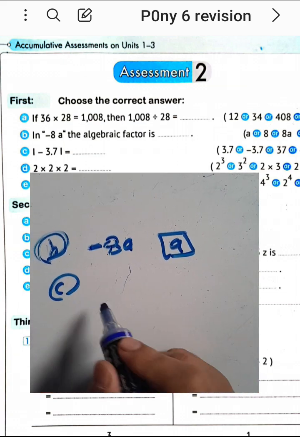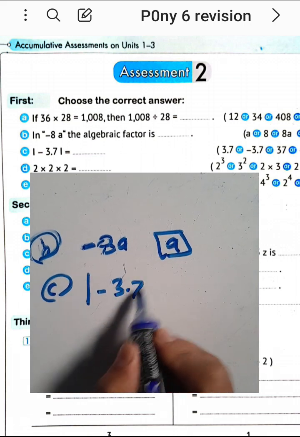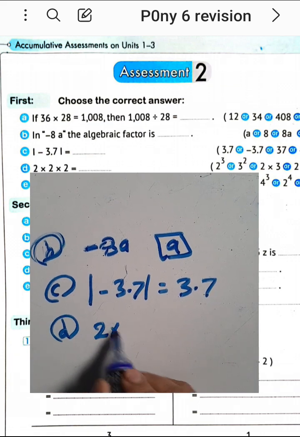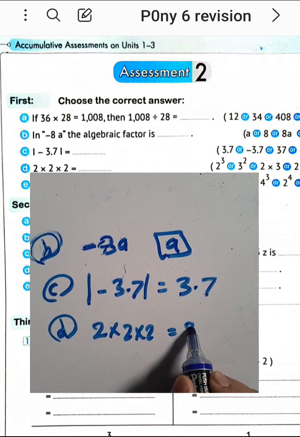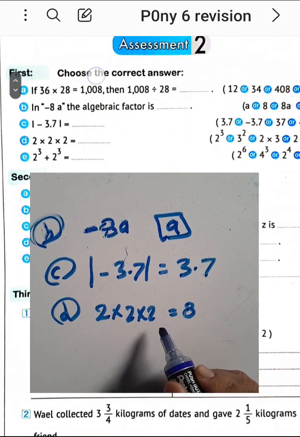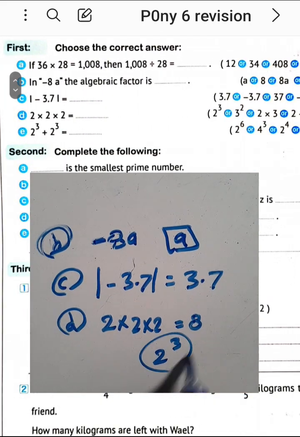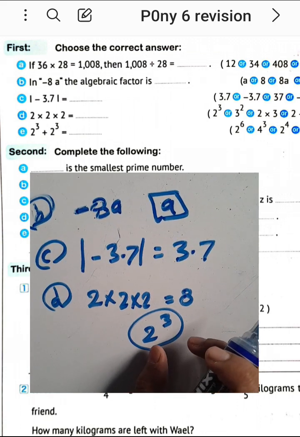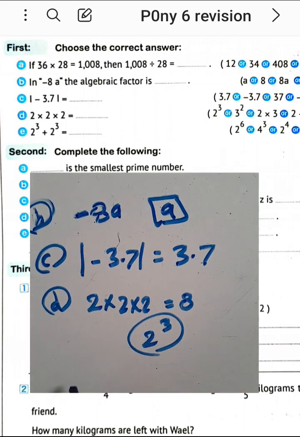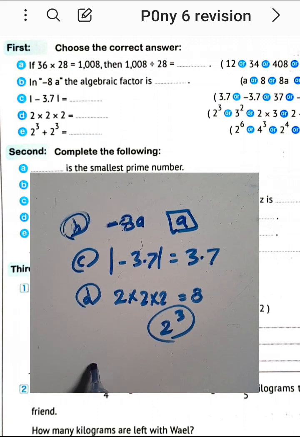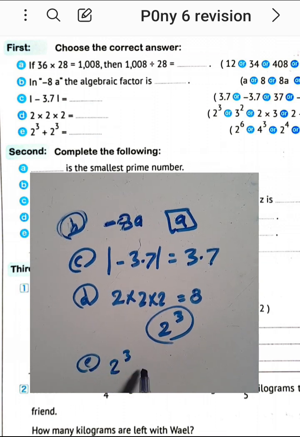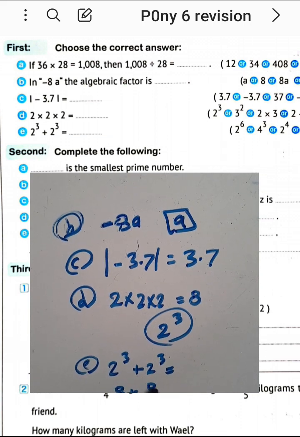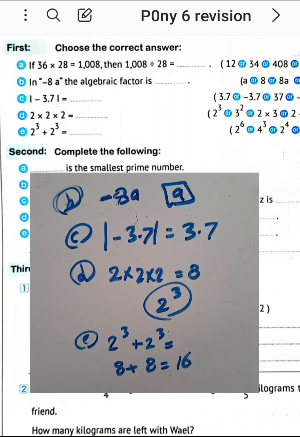Letter C, the absolute value of negative 3.7, the result will be positive 3.7. Letter D, 2 times 2 times 2, it will be 2 times 2 is 4, 4 times 2 equals 8, it will be 2 power 3, choose 2 power 3. Written in exponential form, 2 power 3, 2 is the base and 3 is the power. Letter E, 2 power 3 plus 2 power 3, 2 power 3 equals 8, and 8 plus 8 equals 16.